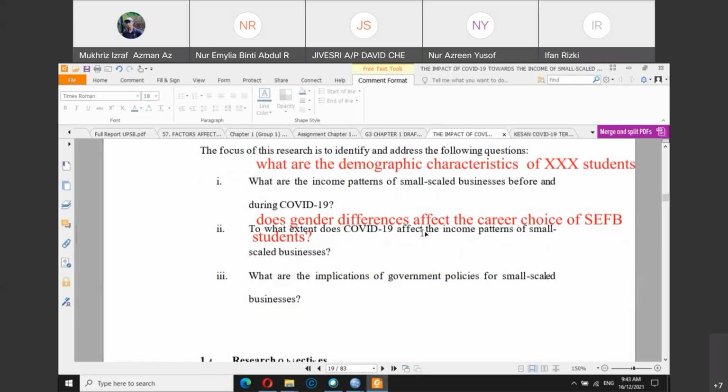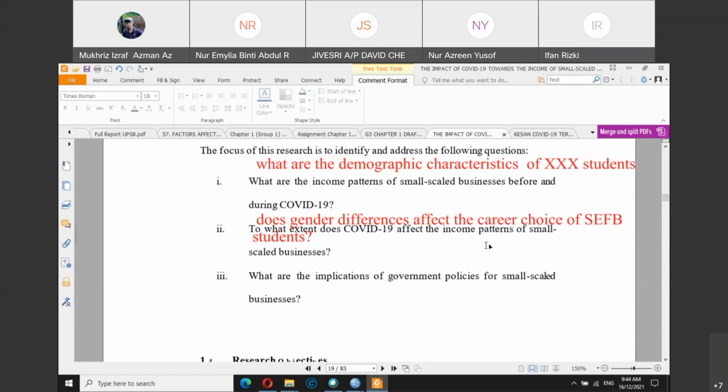So let's say you are investigating another issue, whatever topic that you decide. You try to analyze the factors, all the Likert scale questions. So let's say you have 3 Likert scale sections based on the factors.